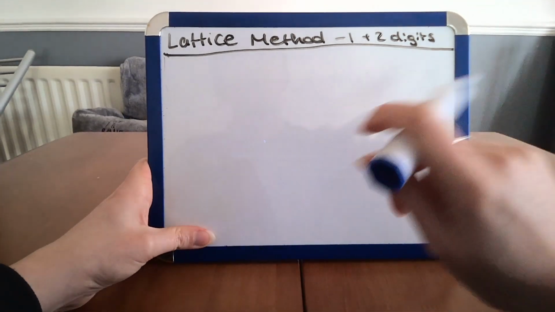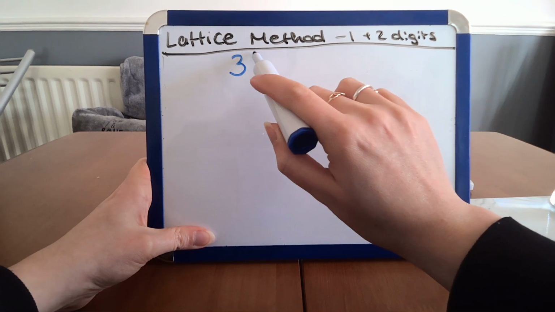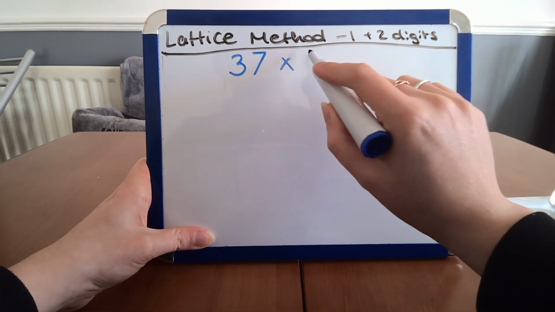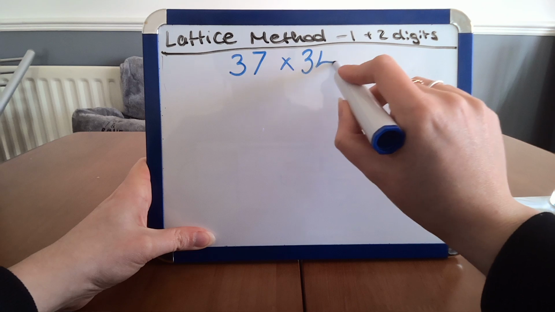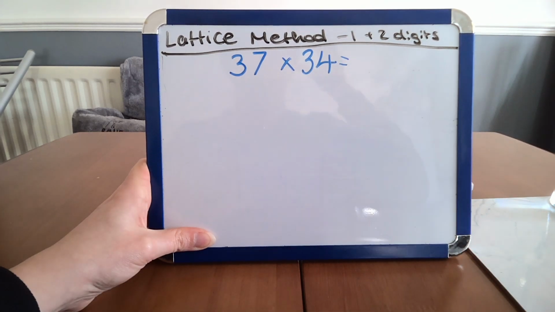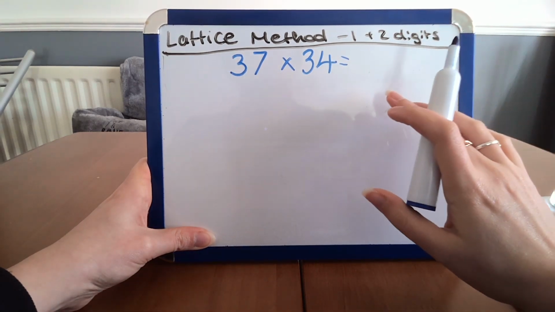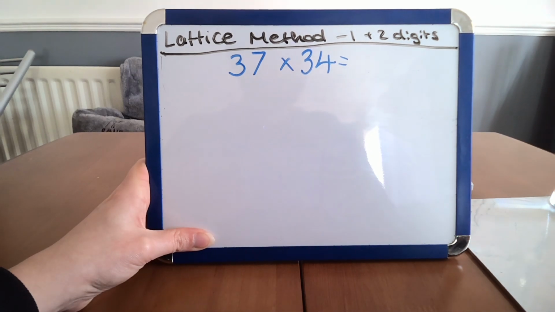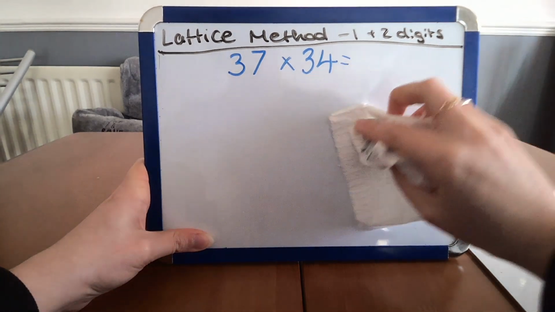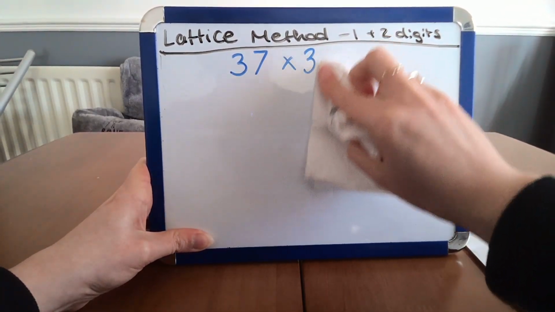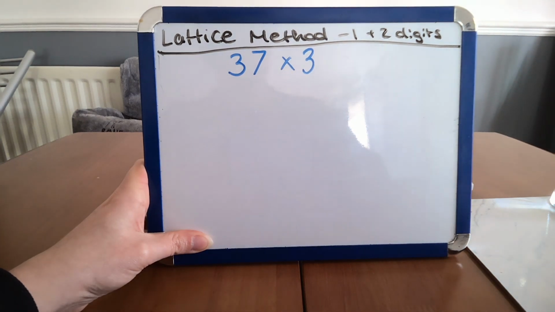Okay, so my second question is going to be 37 times 34. Actually, let's go through one more 1 digit. So let's do 37 times 3.